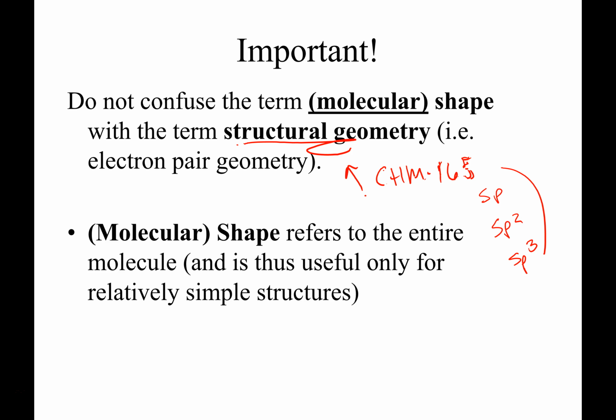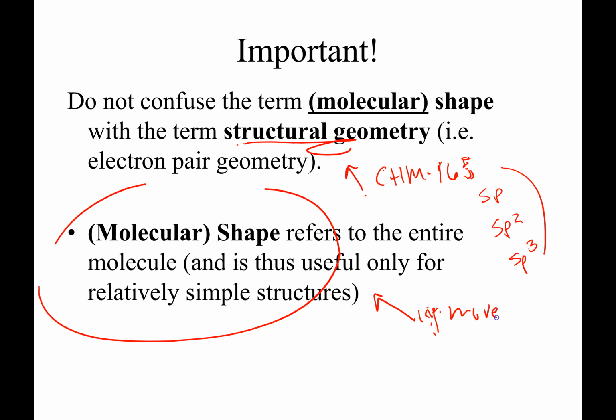So structural geometry, electron pair geometry, are talking about orbital hybridization, and that actually still has to do with lone pair electrons and all that. But to me, for the molecular shape, you ignore lone pair electrons. That's how you get molecular shape.